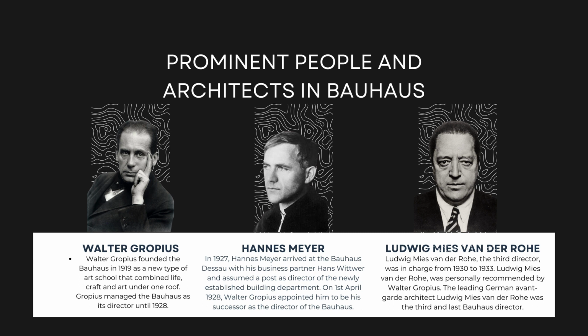Lastly ay si Ludwig Mies van der Rohe. Ludwig Mies van der Rohe, ang third director, was in charge from 1930 to 1933. Ludwig Mies van der Rohe was personally recommended by Walter Gropius. The leading German avant-garde architect, Ludwig Mies van der Rohe, was the third and last Bauhaus director. Appointed by the founding director of the school, Walter Gropius, he replaced the previous director Hannes Meyer, na na-dismissed for political reasons in 1930.